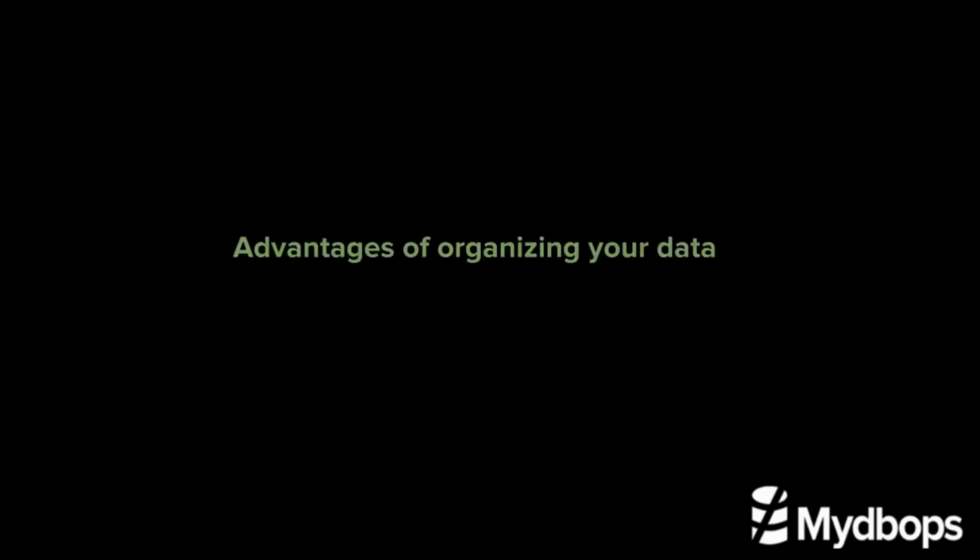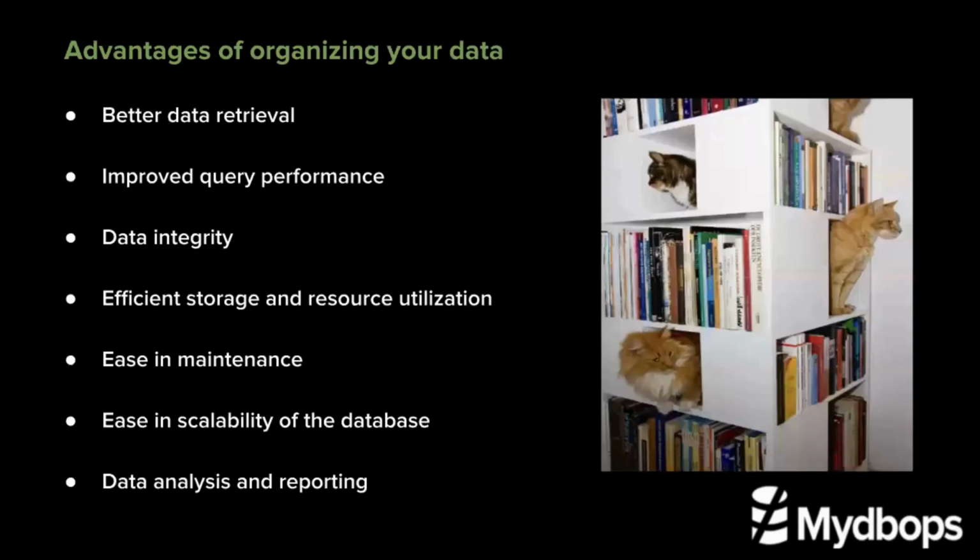So what are some of the advantages of organizing data? The first one is better data retrieval. With well-organized data, we get faster and more efficient retrieval of information, and the database engine generates more efficient query plans for the queries, which again improves our query performance. Then organized data helps us maintain data integrity by reducing inconsistency in data. For example, properly defined relationship constraints and normalization prevent database anomalies, which again ensures that data is accurately reflecting the real world entities.